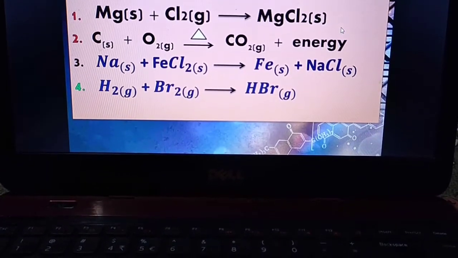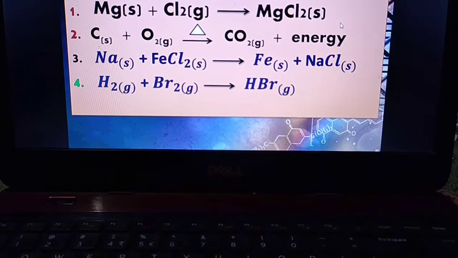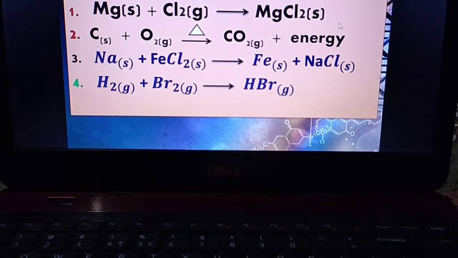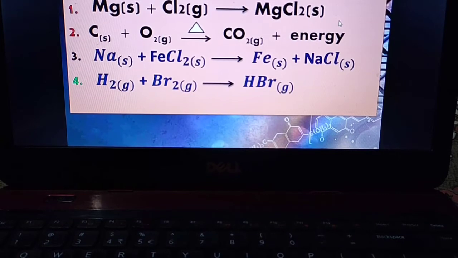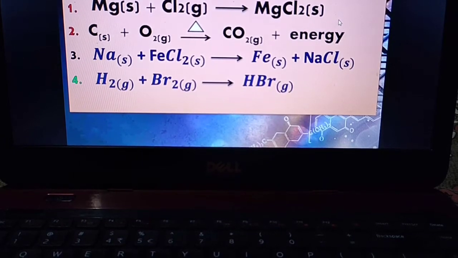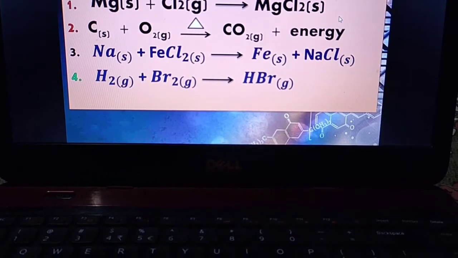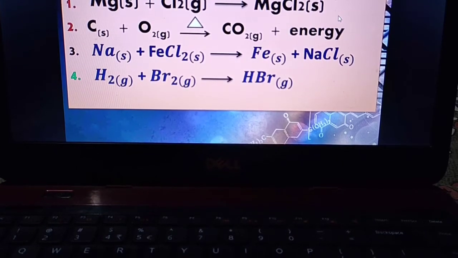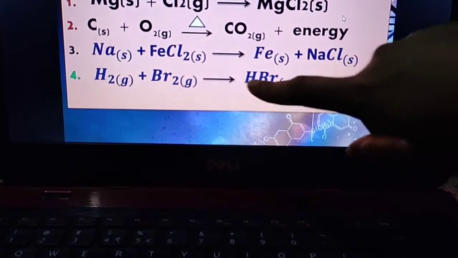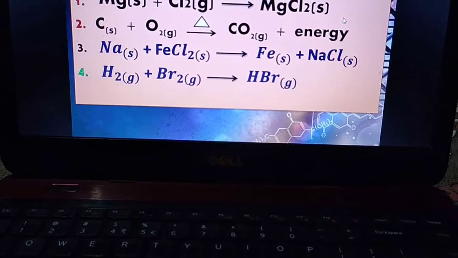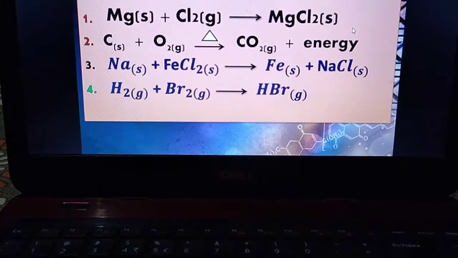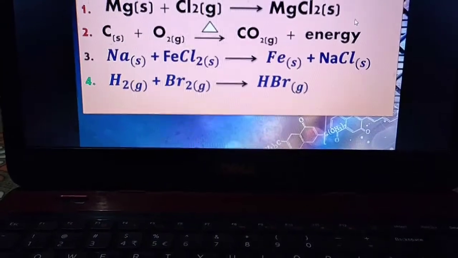Now the fourth equation you see: H2 plus Br2 gives out HBr. Here 2 atoms of hydrogen and 2 atoms of bromine are present in the reactant side. So in the product side also you have to make 2 atoms. In the coefficient you write 2, and that will be balanced. So H2 plus Br2 gives out 2HBr is the balanced chemical equation.